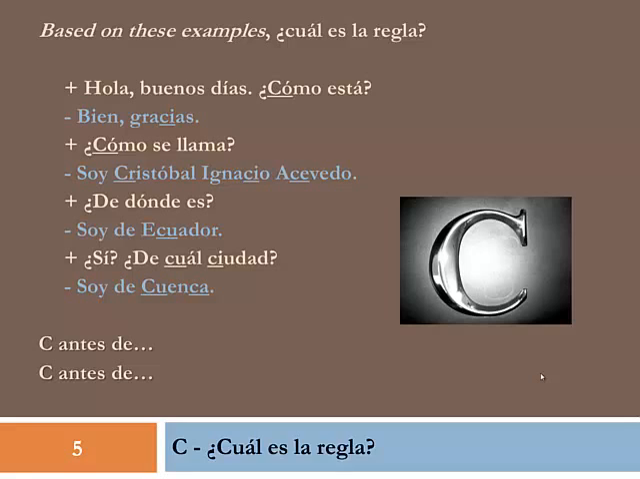So, what's the rule? ¿Cuál es la regla? Pause the recording while you think about it. You'll notice that C before A, O, and U is pronounced ca in Spanish, as in cómo está. Also before a consonant, like R, as in Cristóbal. C before E and I is pronounced S, as in gracias, or the name Ignacio, or the name Acevedo.